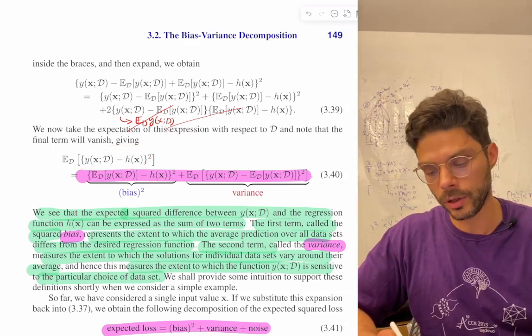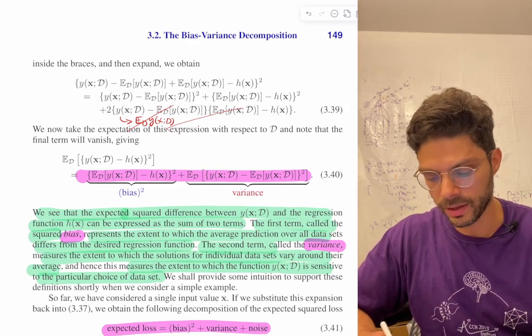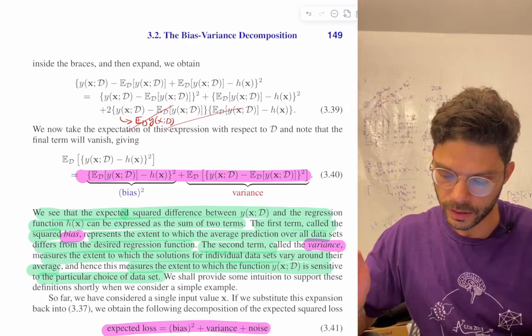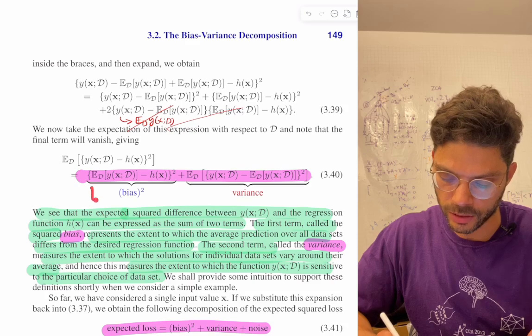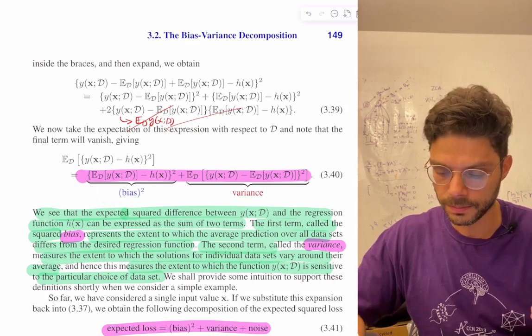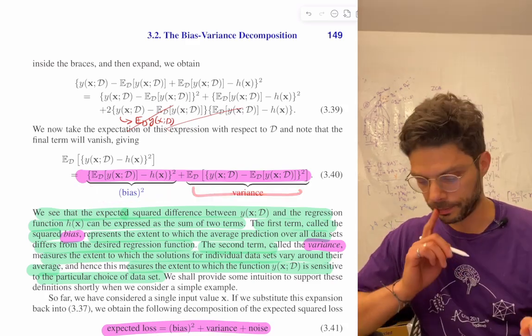And we see that at that single point, the expectation of the difference between our prediction and the true value is composed of the sum of two terms, what's called the squared bias and the variance.